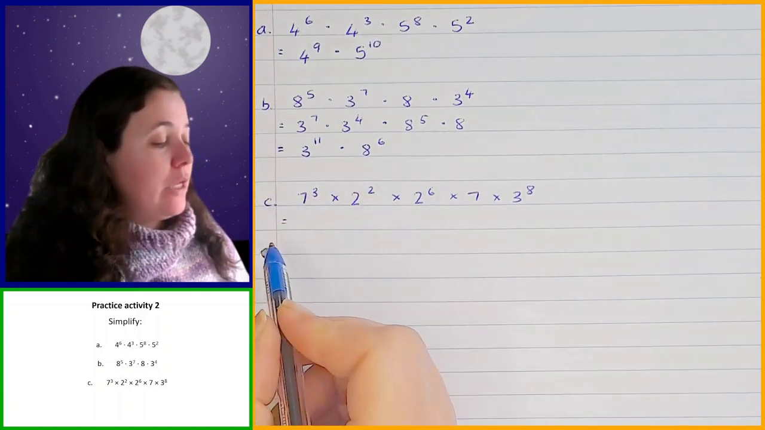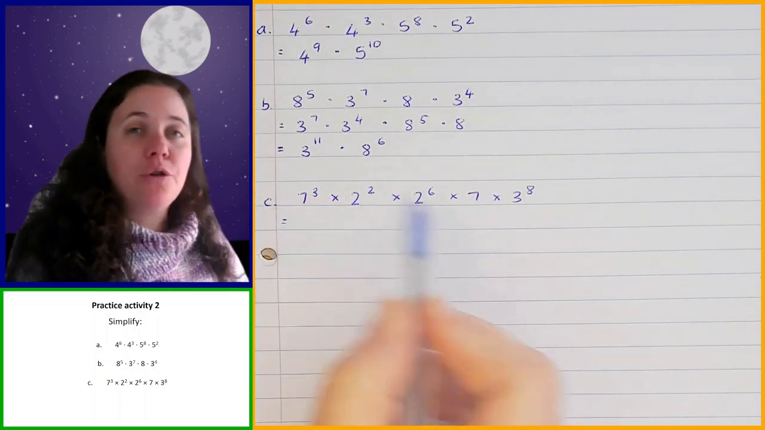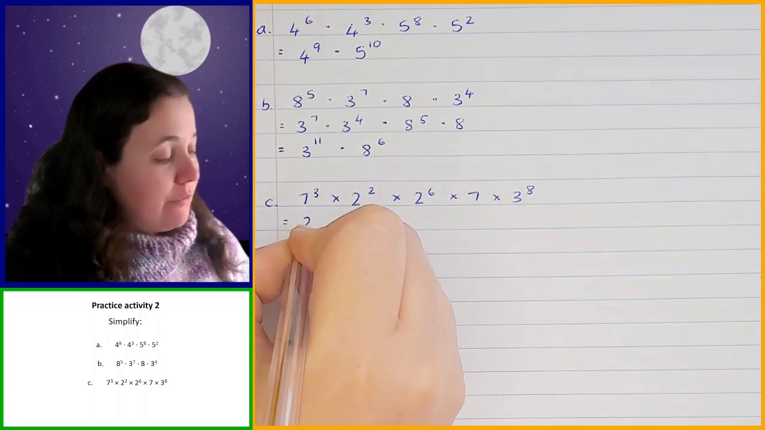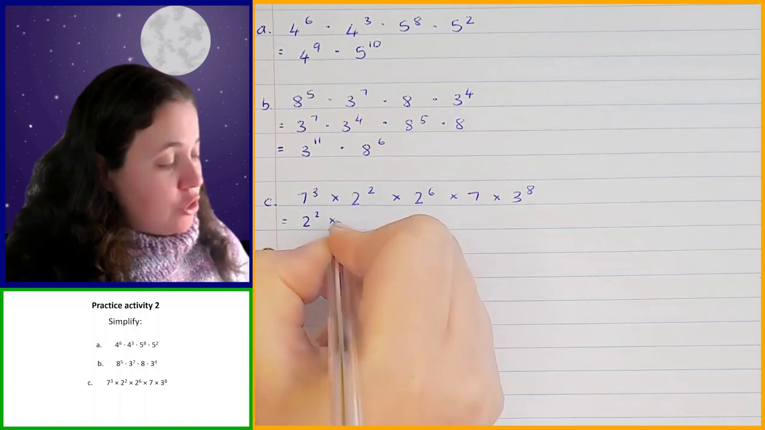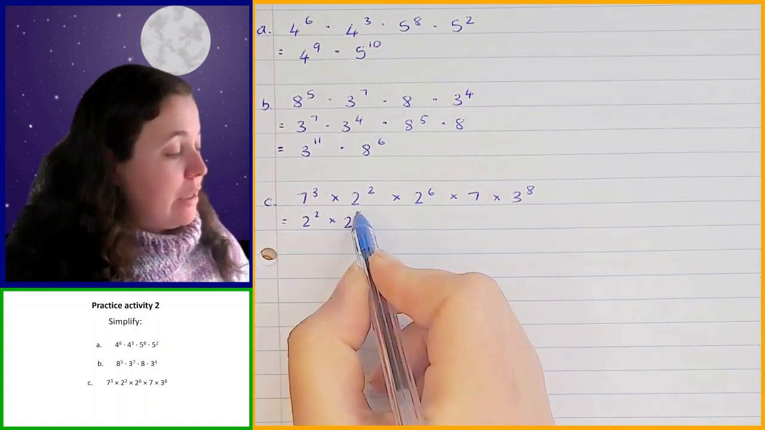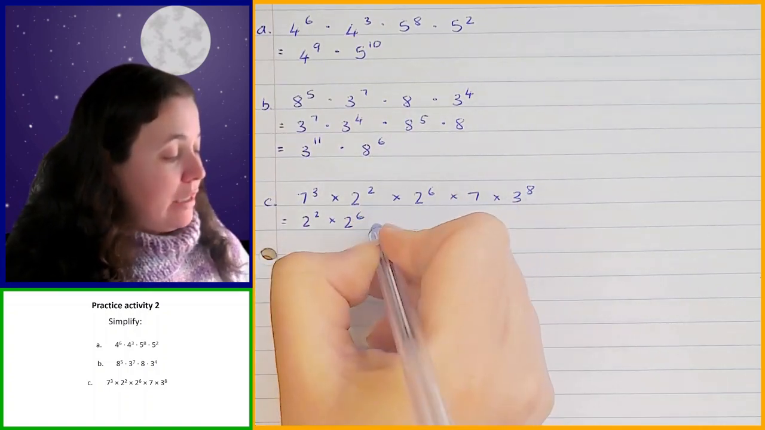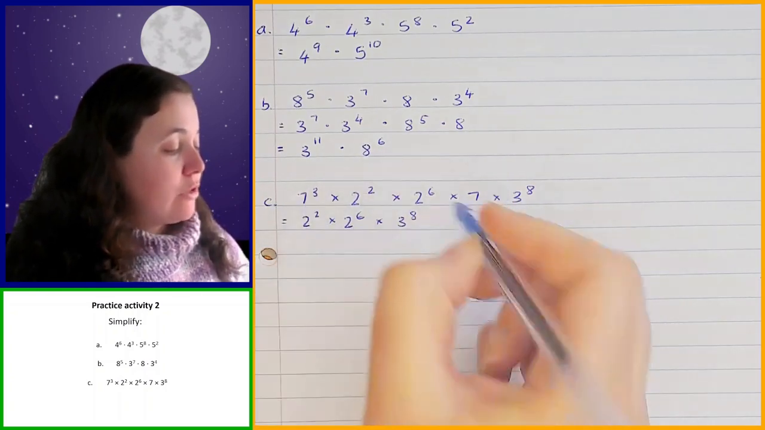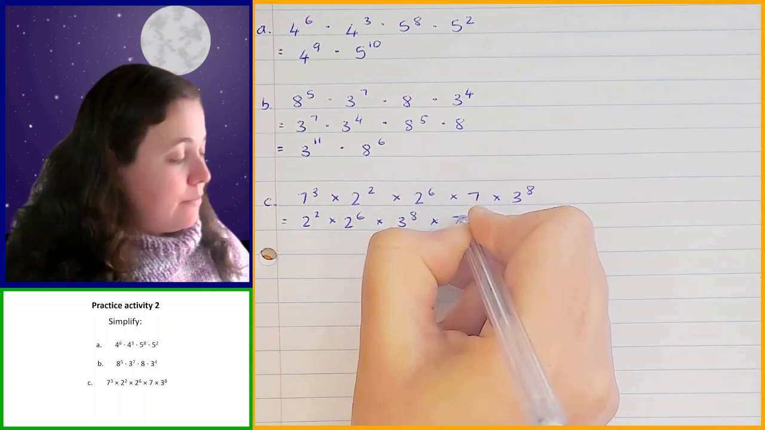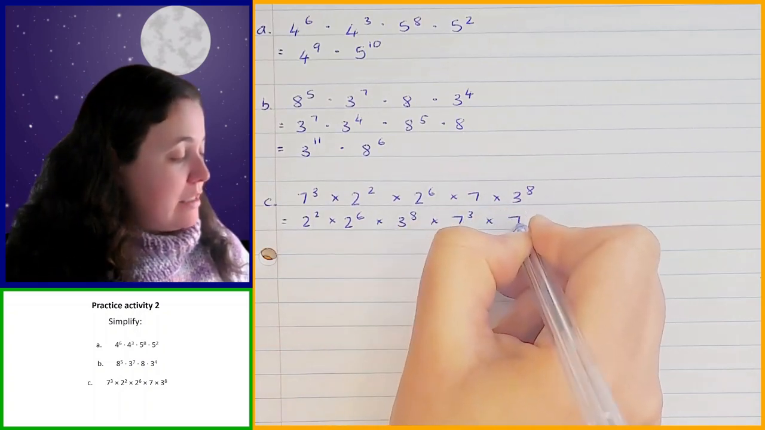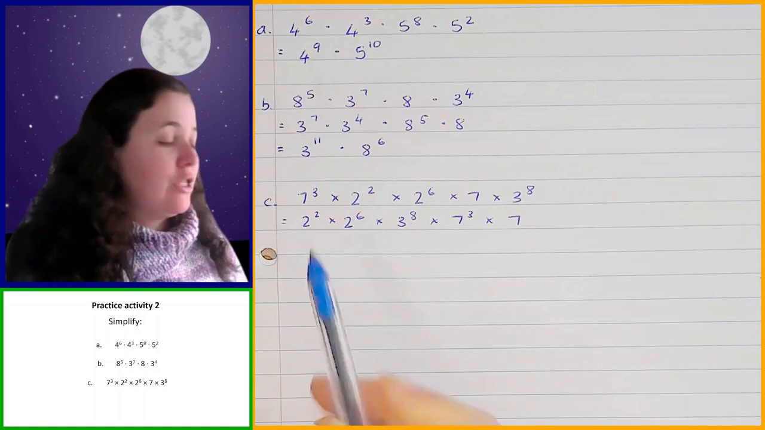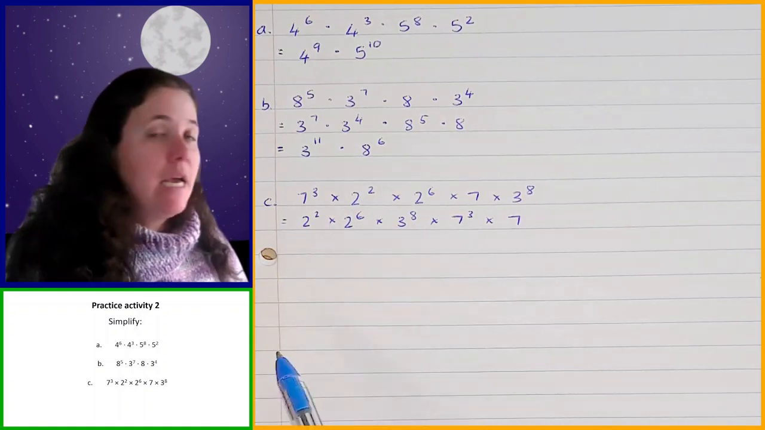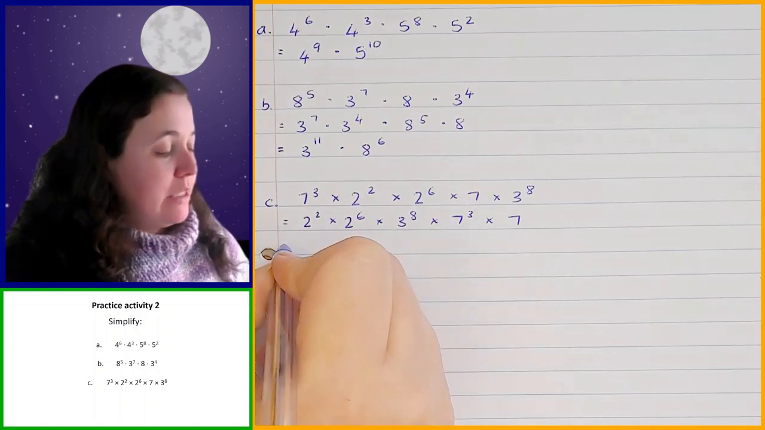Okay, then question C, same thing. I'm going to group them, but I'm going to put them in order from smallest to biggest. So I've got 2 to the power of 2 times 2 to the power of 6. Then next I'm going to write my 3 over here, so times 3 to the power of 8. And then I'm going to go on to my 7s. So I've got 7 to the power of 3 times 7. So I've just rearranged them so that they are all grouped so that I have the same bases together. And I've also just put them in order from smallest to biggest.